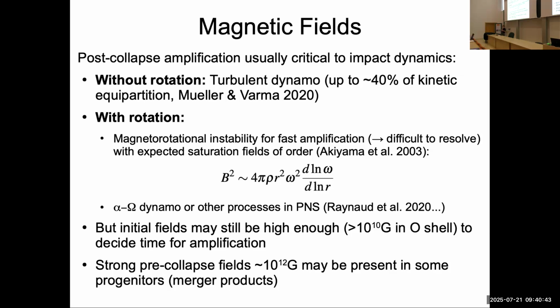So in the non-rotating context, you can simply have a small-scale dynamo. In the context of rotation, you can have the magnetorotational instability, a fast instability, as well as other kinds of dynamos that will be especially important for the later phases of proto-neutron star evolution. And you expect, just dimensionally, for all of these rotationally driven instabilities, that you will get saturation where the field strengths are more or less determined by the shear, the amount of differential rotation in the proto-neutron star or its environment.